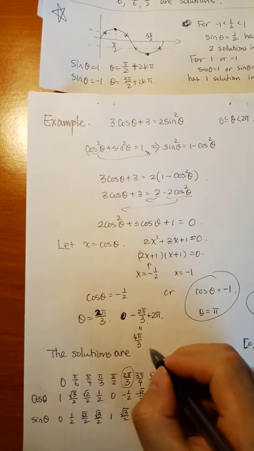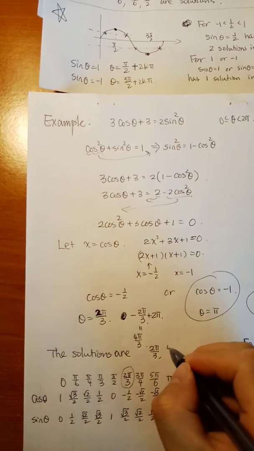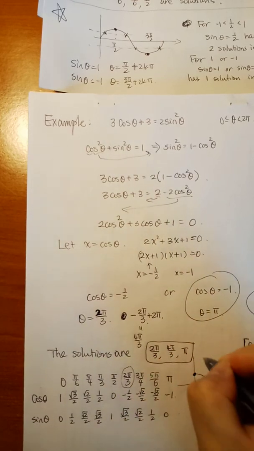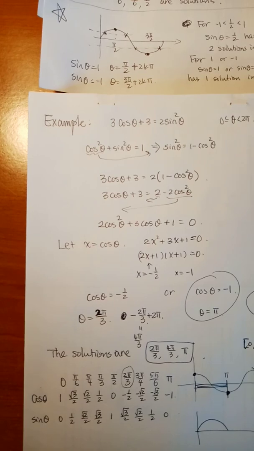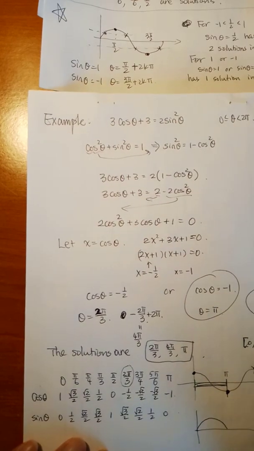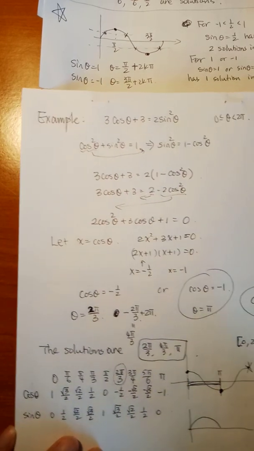The solutions are 2 pi over 3, 4 pi over 3, and pi. Here is the solution. So in this computation, the trig identity is the essential one: sine square plus cosine square is equal to 1. It's very, very important. This property is extremely important.